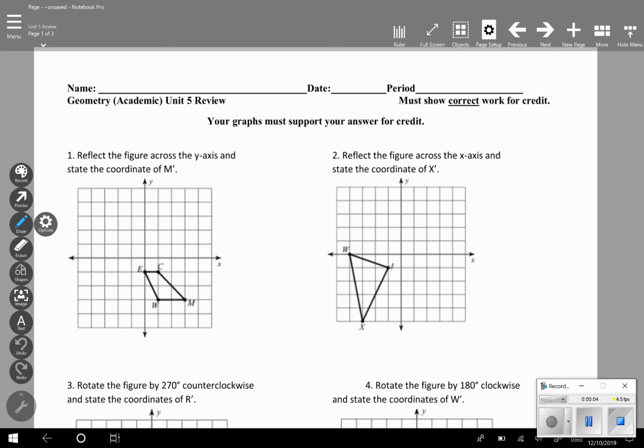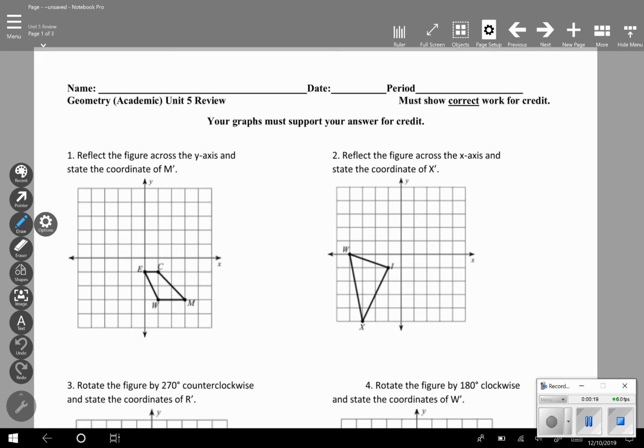I'm going to go through and do the odds from the review, and you guys will be responsible for doing the evens. Of course, I'll put up the key for the odds and the evens, but you'll have to work through it and make sure that you're able to do them.